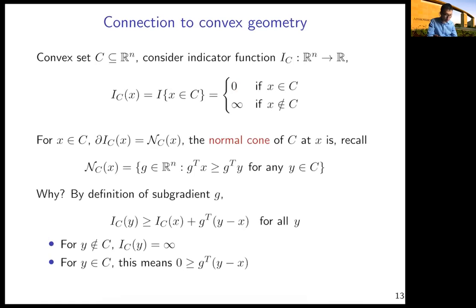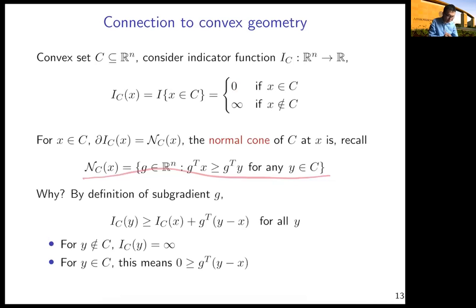Just recall that the definition of the normal cone is the following. Then we've worked out in depth how a normal cone is closely related to the first order optimality conditions in the case when we are minimizing a differentiable function subject to a convex set constraint. Okay, so let's see why the subgradient of the indicator function is a normal cone by applying the definition of the subgradient.